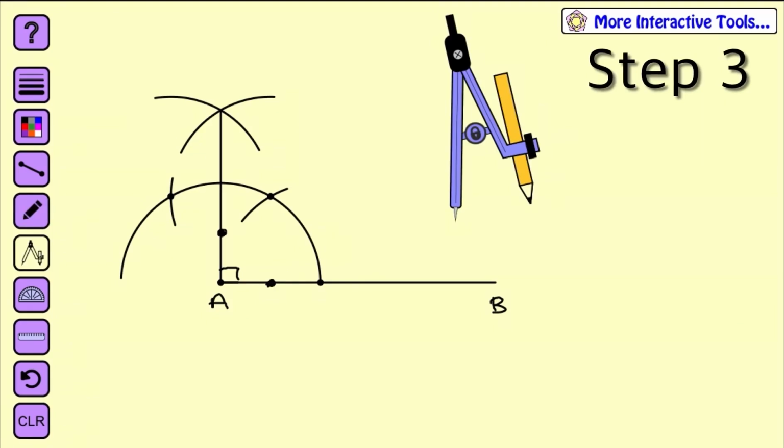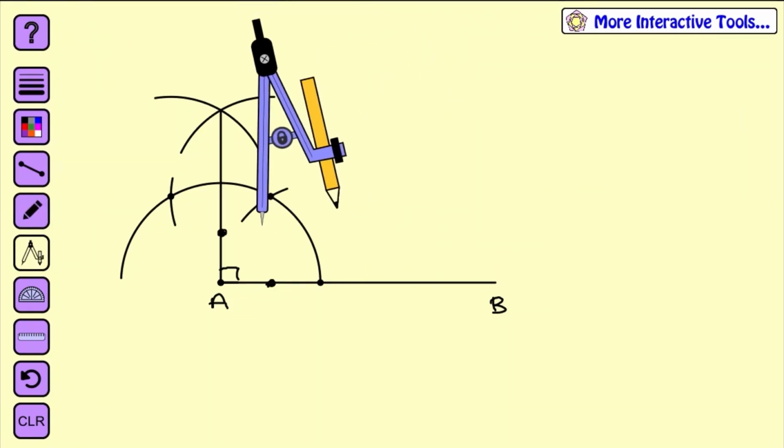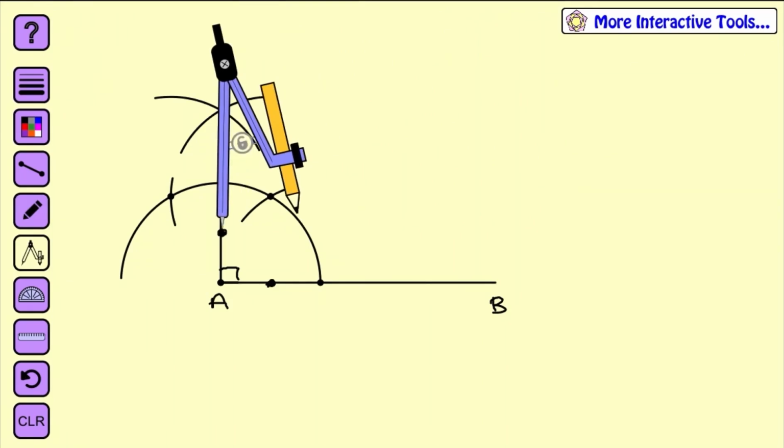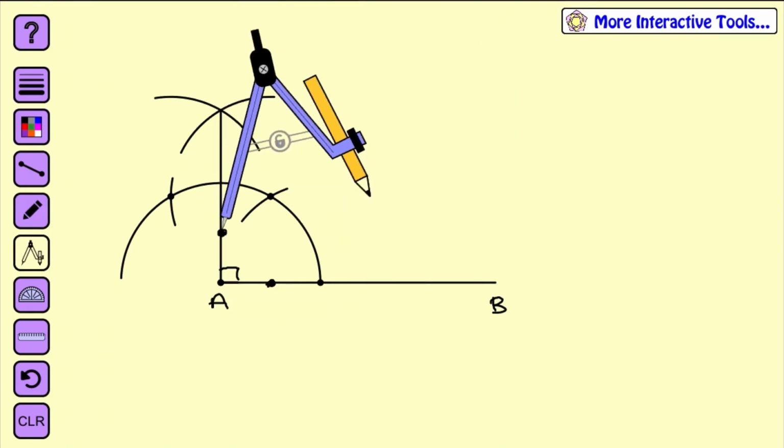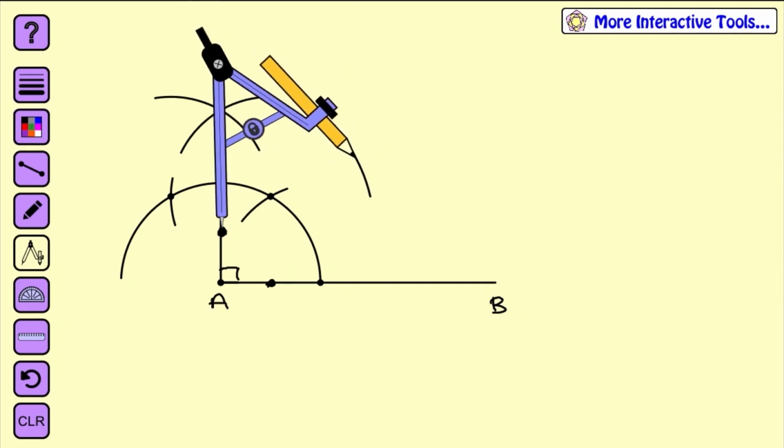Now, take the tip of the compass and place it on the first point that you drew to look something like this. Slightly extend the pencil so that it lies in the center of your diagram. And then construct a small arc to look something like this.